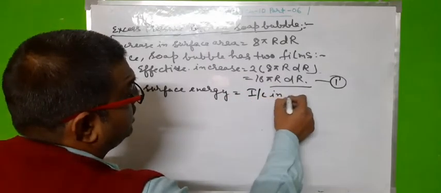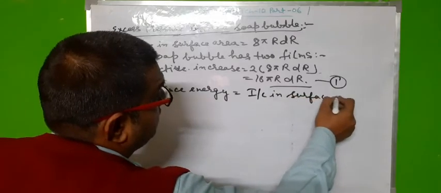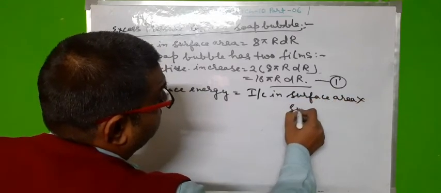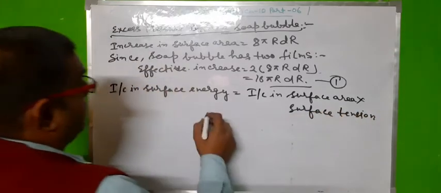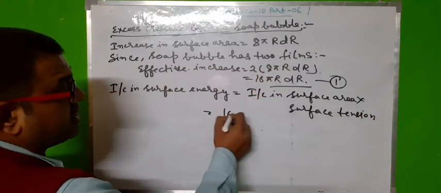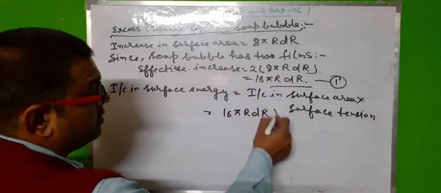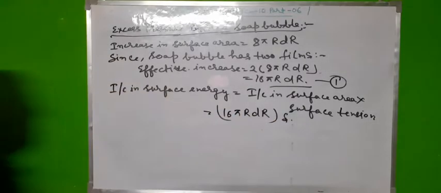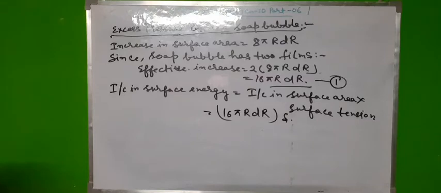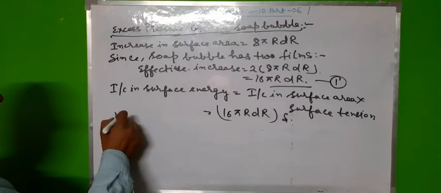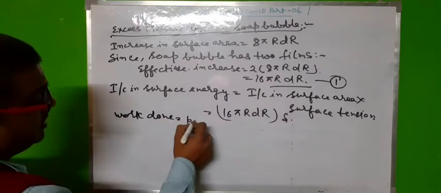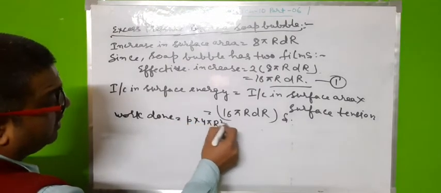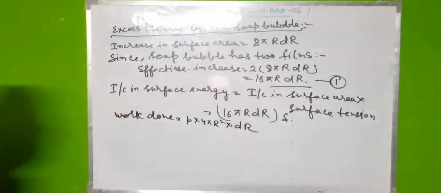Increase in surface area into surface tension, and this is equal to 16 pi r dr into S. Clear? This is the increase in surface energy. But work done is equal to force, that is pressure into 4 pi r square into dr. You know about this work done.